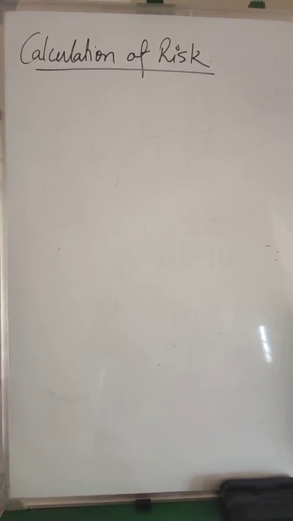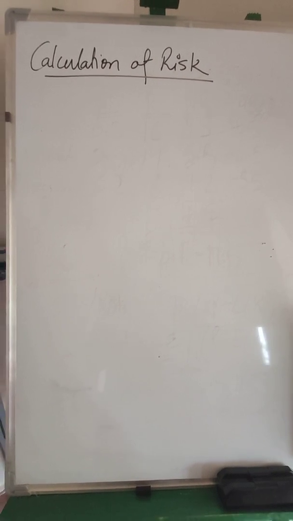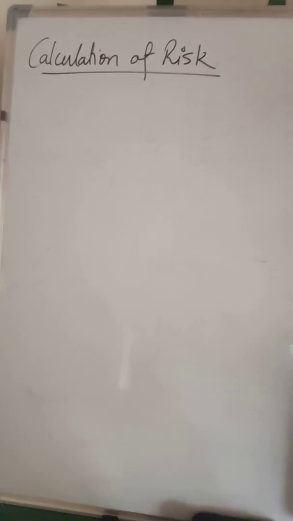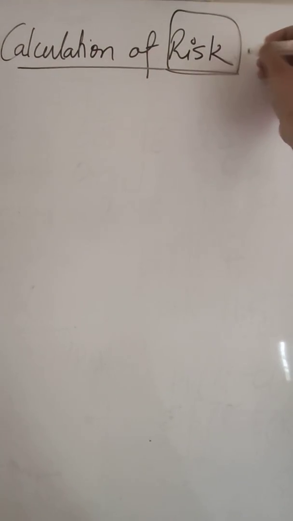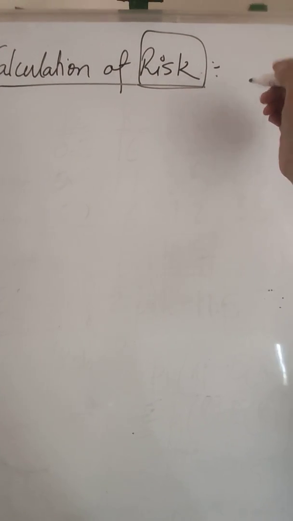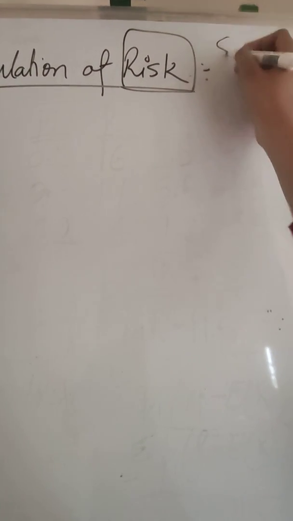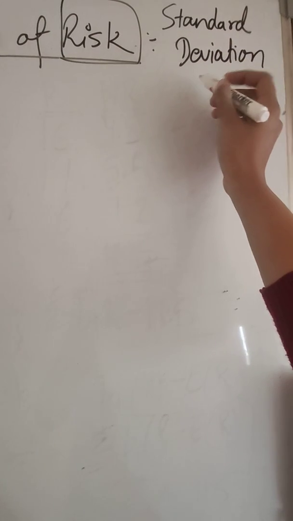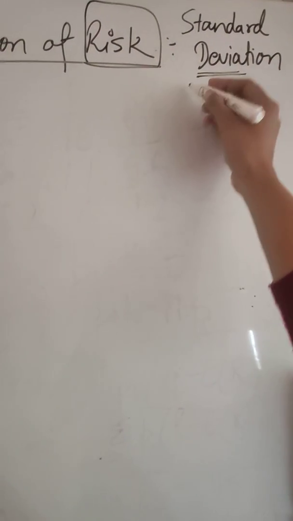So here now, the next thing is we will calculate risk on a particular asset. So how will you calculate risk? Whenever you hear the word risk, always consider taking out the standard deviation. I hope you remember the concept of standard deviation. So standard deviation says what? The word deviation has come from the fact that you are deviating from the mean.